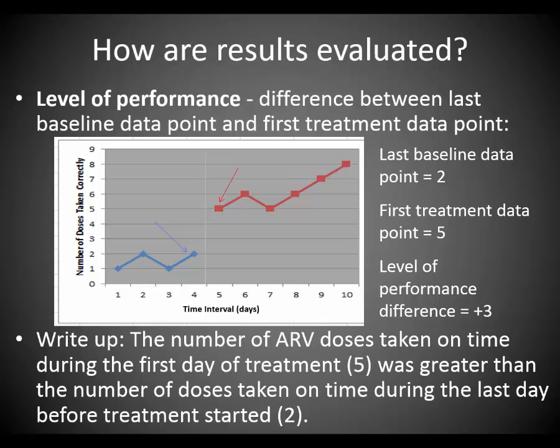We might say that the number of antiretroviral doses taken on time during the first day of treatment was greater than the number of doses taken on time during the last day before treatment started. Again, this provides us with an example of how to document levels of performance, and this is the same type of pattern that you would follow when documenting results with other clients and when examining other types of outcome variables.